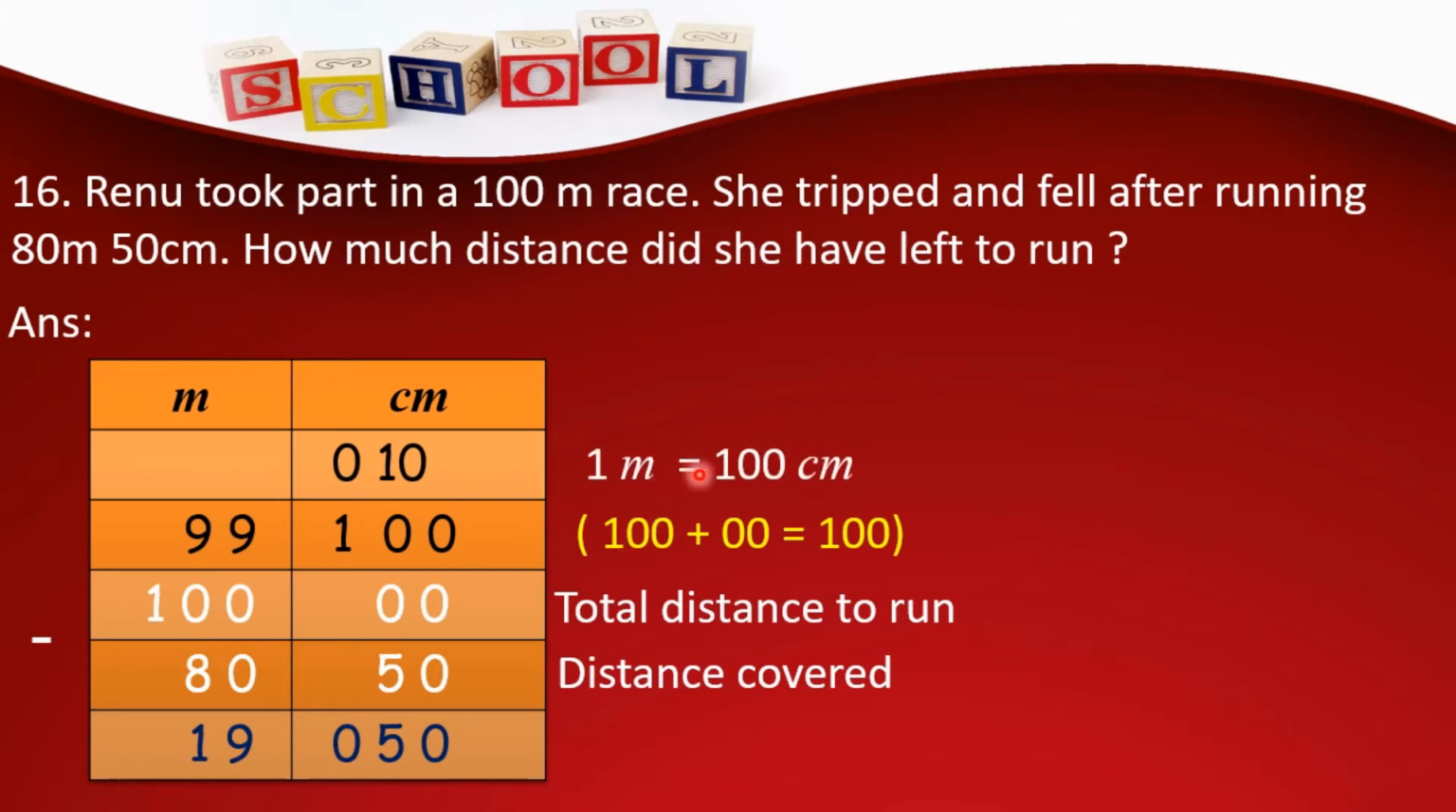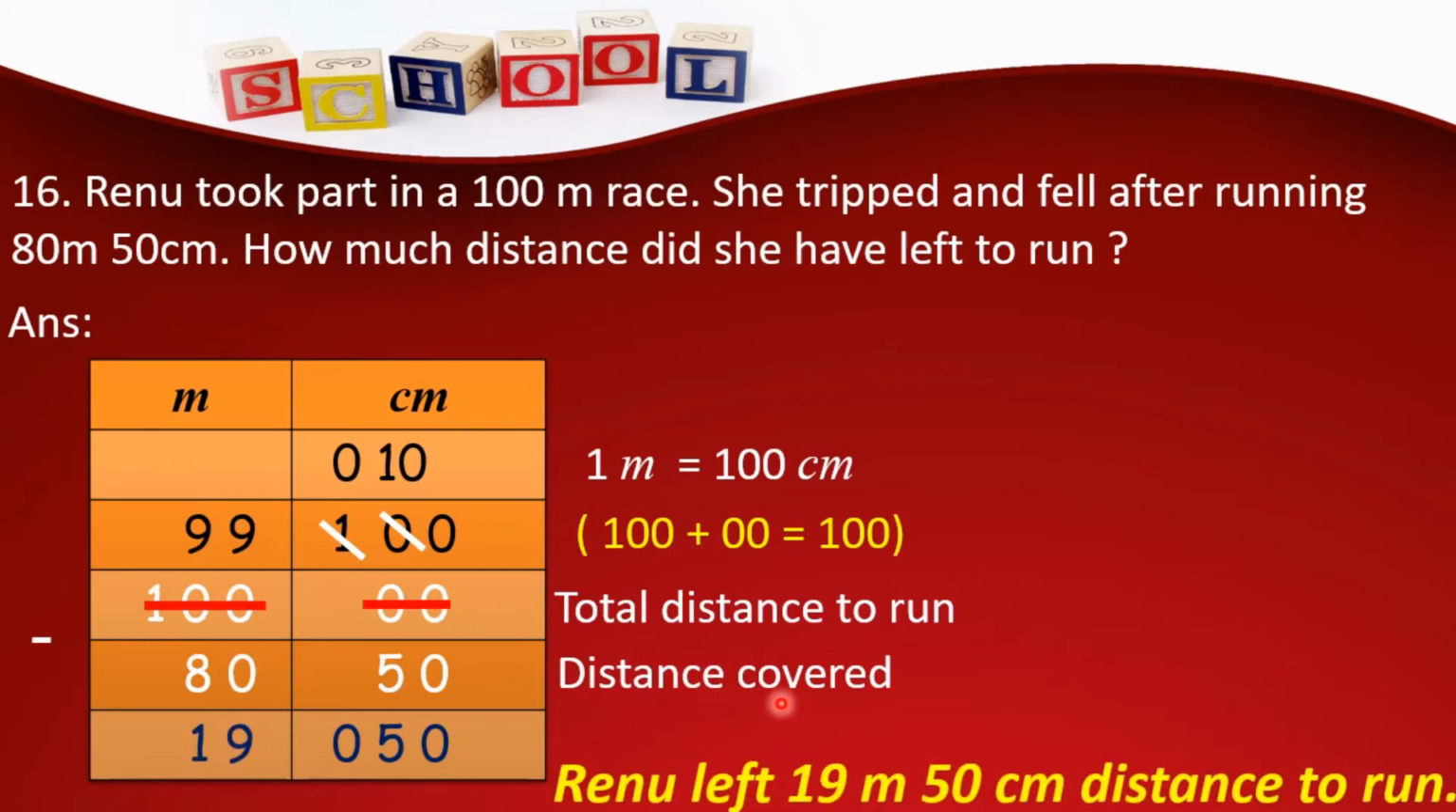We know that. So here we will get 100 plus 0, which is equal to 100. And now we do the subtraction. So we get 100 minus 50 is equal to 50 here. Now as we borrowed 1 meter from this 100, it remains 99 meters there. And then we subtract 80 from 99 and we get 19. So we have the final answer as Renu had 19 meter 50 centimeter distance left to run.